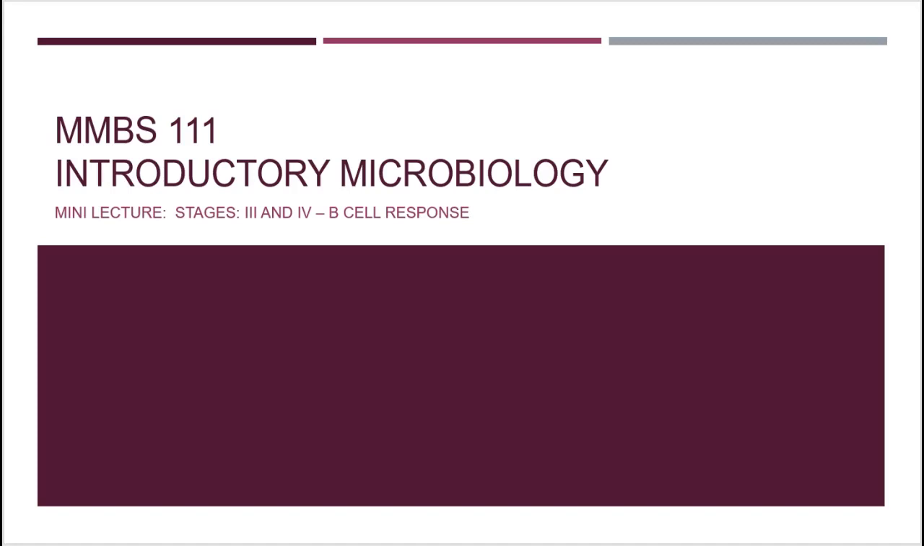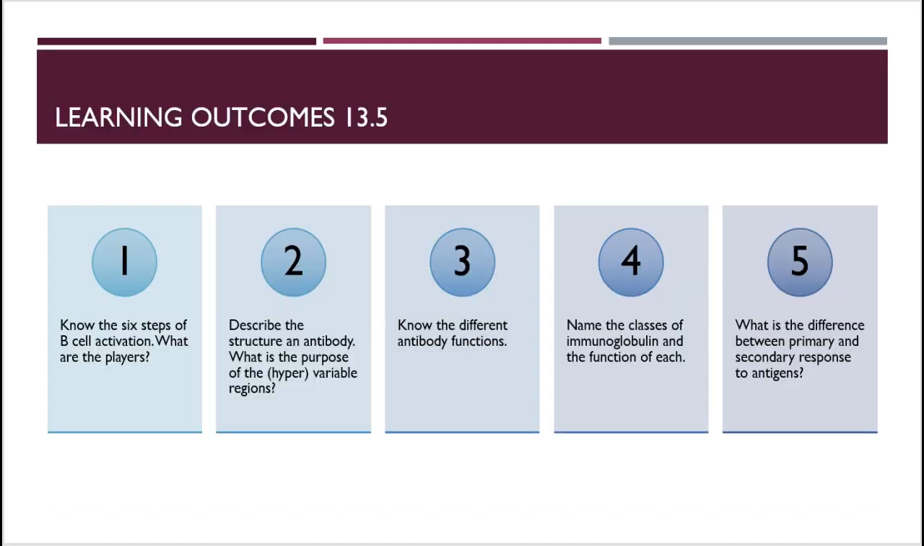We're talking about stages 3 and 4 again, but this time we're going to be discussing the B cell response, how B cells are activated, and their role in acquired immunity.